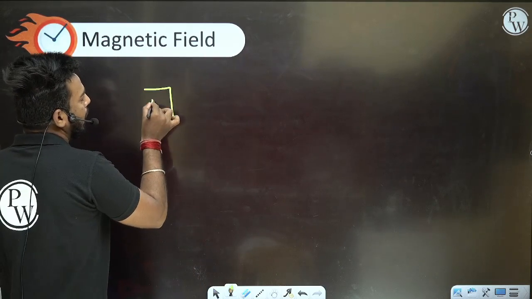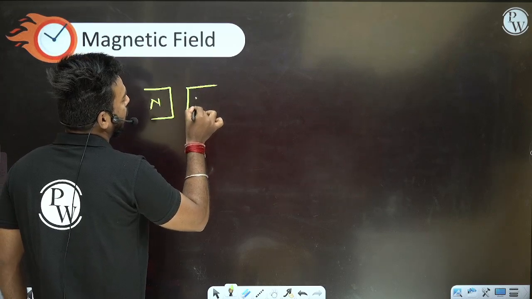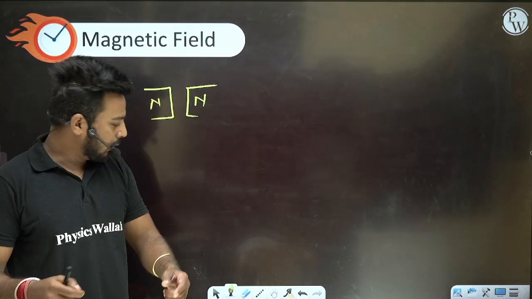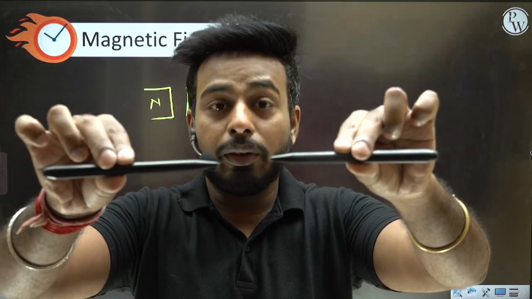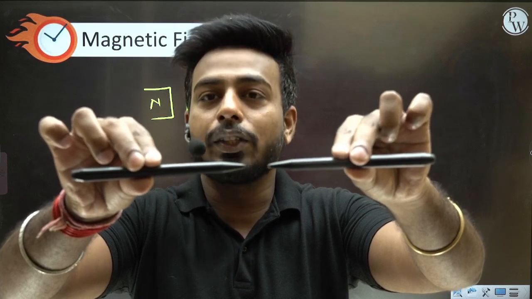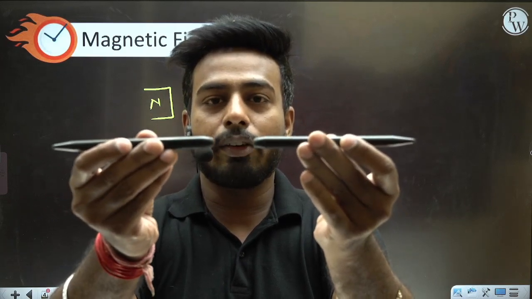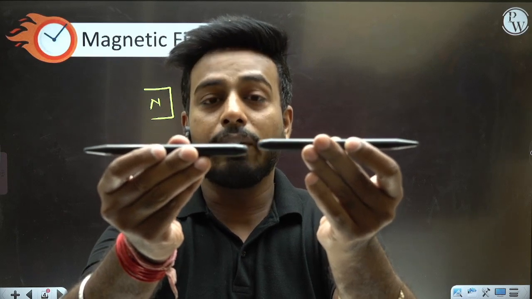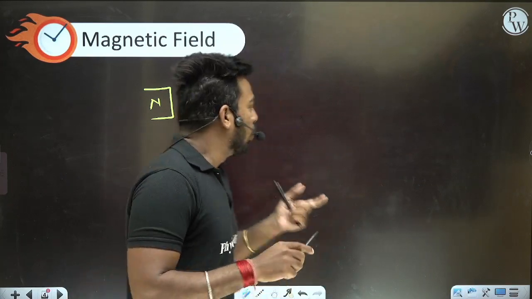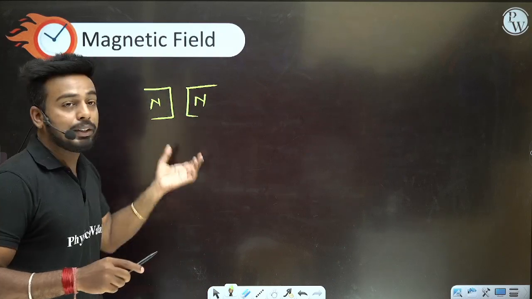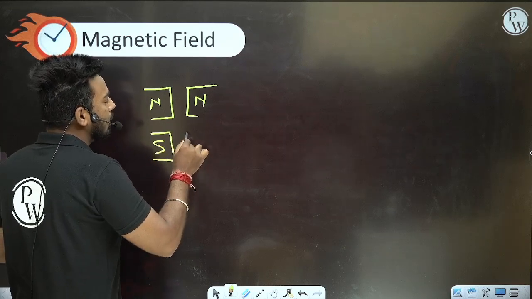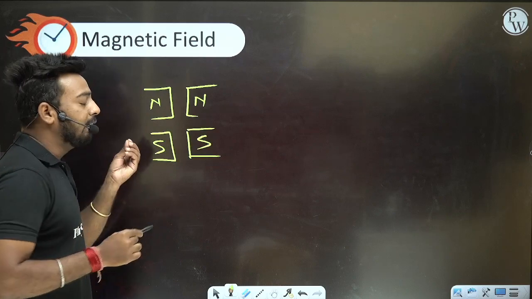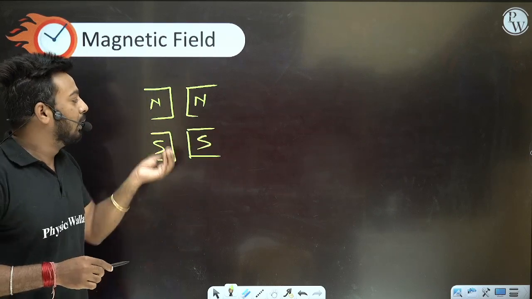Between two North Poles, the force of repulsion acts between them. Let me consider, I have two magnets, this is the North Pole and this is the South Pole. If I try to make contact between North and North Pole, they will repel each other. In the same way, if I try to make interaction between South and South Pole, they will repel each other. It means when two same poles are brought near to each other, maybe North Pole or maybe South Pole, they will repel each other. They will not attract each other.